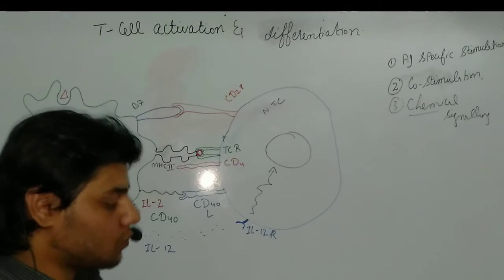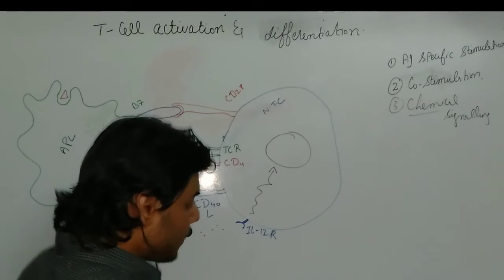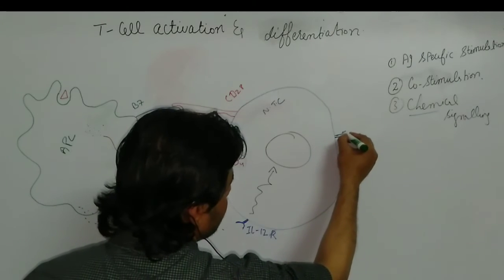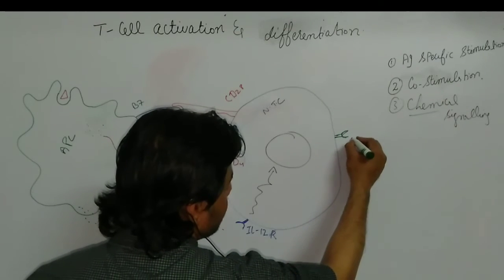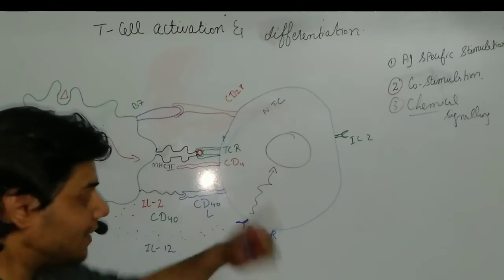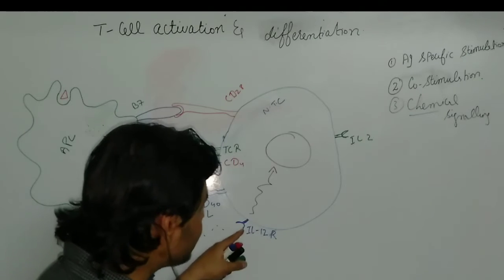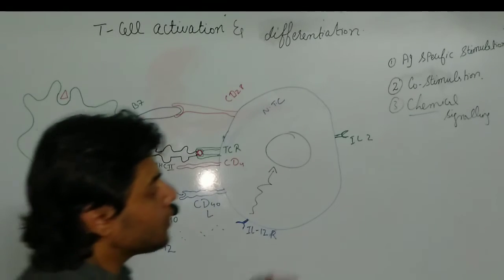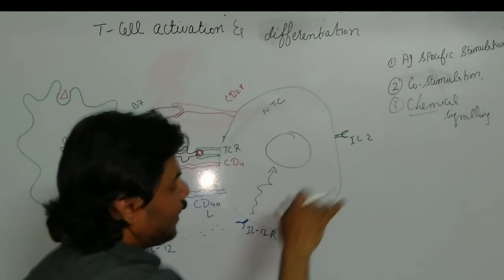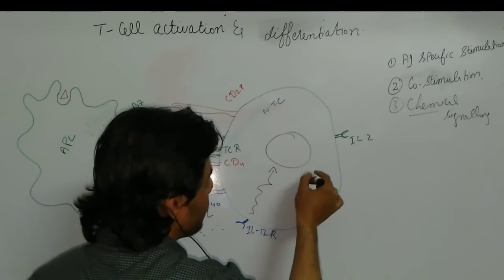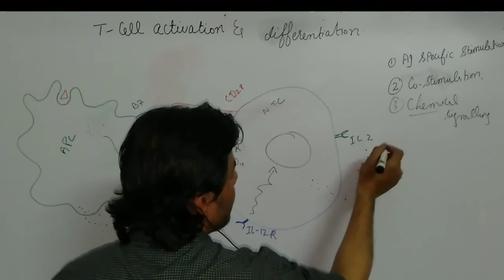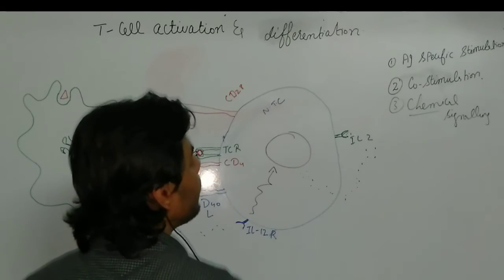Due to transcription and translation, what happened? We have another receptor formed. Let's suppose this is another receptor. This receptor is called the interleukin 2 receptor. It will be formed at that time when interleukin 12 is received. So once the interleukin 2 receptor is formed, the second thing that they form is interleukin 2. So then they will be producing interleukin 2. Let's suppose these are interleukin 2.